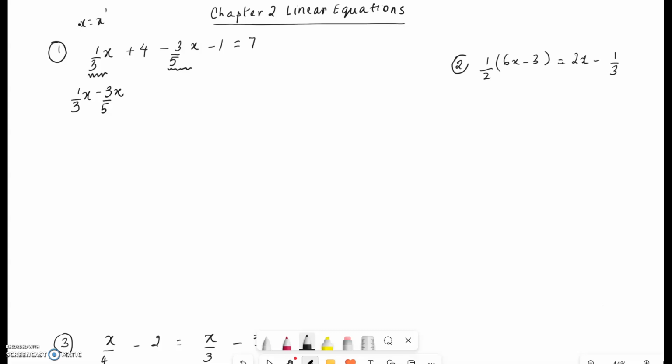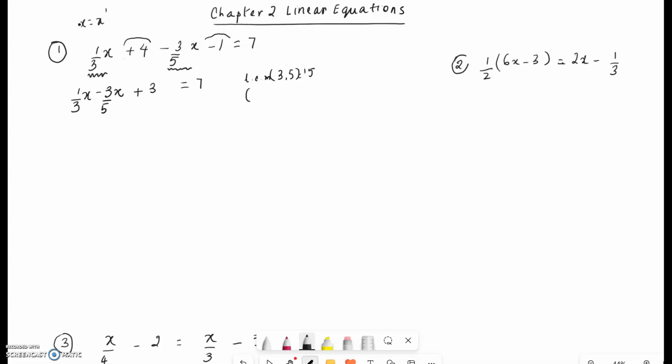And then of course we have +4. Always consider the sign of the number when you're adding numbers. +4 minus 1 is +3. 4 minus 1 is 3, and that's equal to 7. The LCM of 3, 5 is 15 if you want to do this by hand.